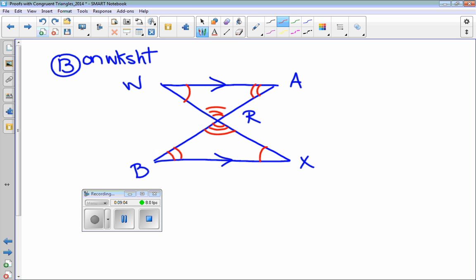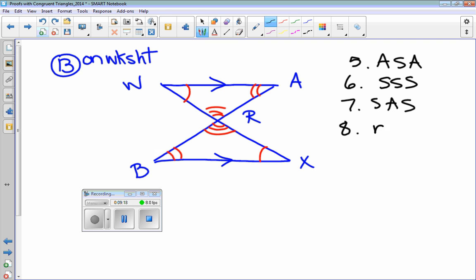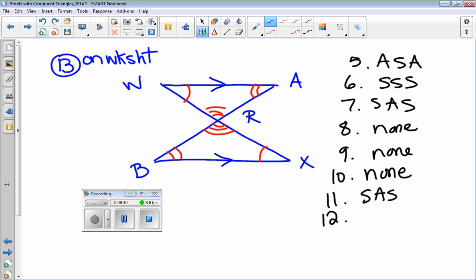Let me go ahead and read off the rest of those answers on that first page, if you don't mind. Number 5 was angle, side, angle. Number 6 was side, side, side. Number 7 was side, angle, side. Number 8 was none. Number 9 was none. Number 10 was none. Number 11 was side, angle, side. Number 12 was angle, side, angle. Number 13 we know was none.